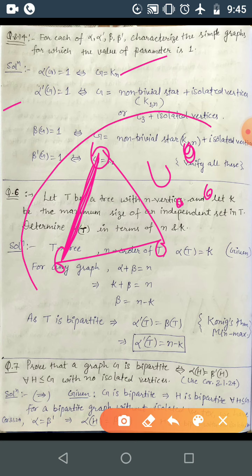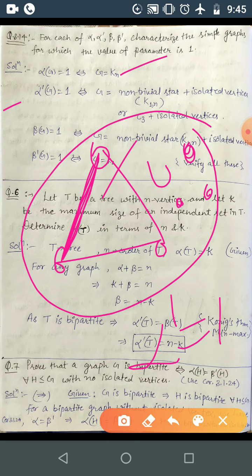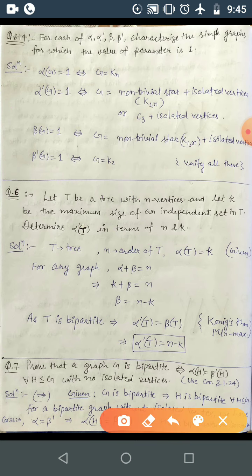So C3, obviously in C3 we have only one edge we can choose, both are depending on this one. Or you can just take the disconnected graph with some isolated vertices, correct? C3 with isolated vertex. So here you can take only C3 or C3 with isolated vertices. So here alpha dash will be 1. Or if you have a star, that is the non-trivial star K1,n minus 1, or you can just write K1,n minus 1 if your order is n.